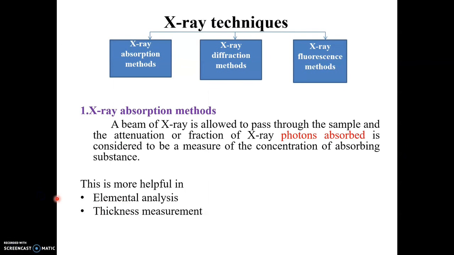So there are different types of X-ray techniques. One is the absorption method, the diffraction method, and the fluorescence method. Most probably we are using XRD, which is a diffraction method. It is very important compared to the absorption and fluorescence methods of X-rays for identifying crystal structures.